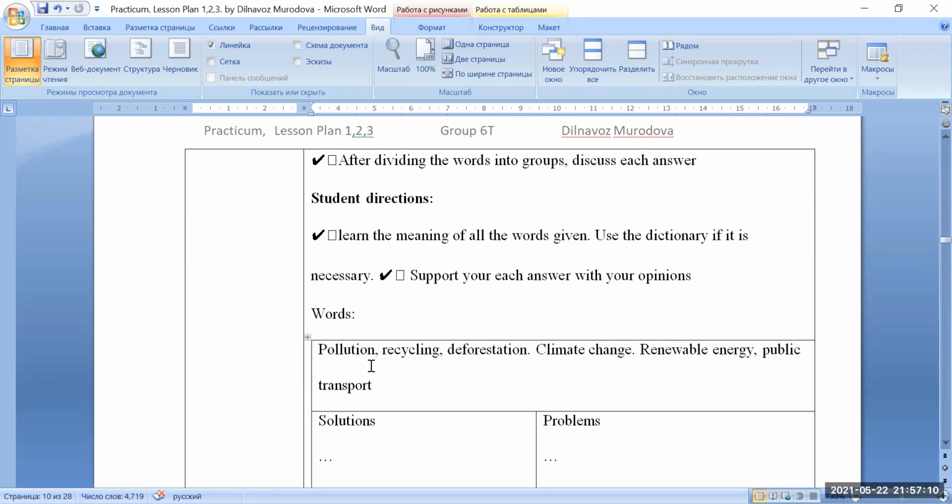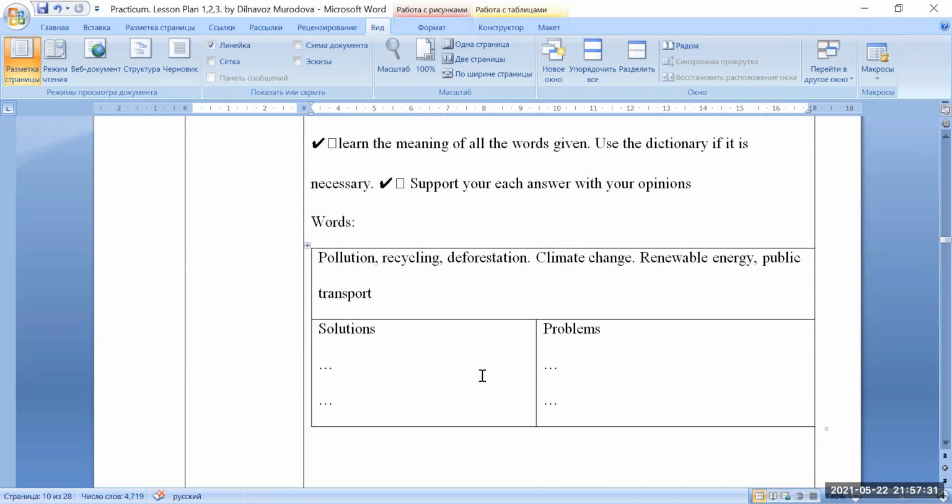You are given some words: pollution, recycling, deforestation, climate change, renewable energy, public transport. They are in a mixed way, and some of them are a solution, and some of these words are a problem. You should put these words into the correct columns. Which of these words are solutions for environmental problems, and which are environmental problems? You have only 1 minute to think and be ready. When you are ready, you will begin to answer.